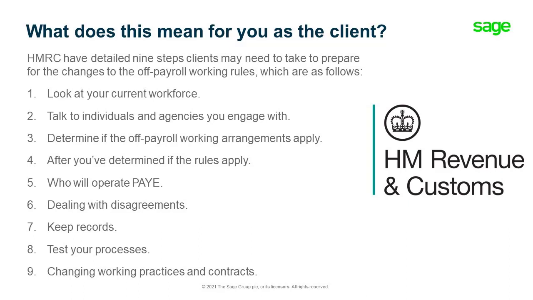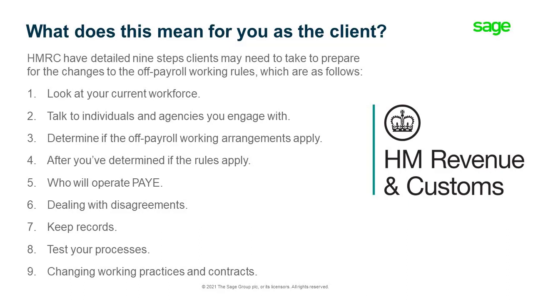6. Dealing with disagreements. You'll need to set up a process to deal with any disagreements about the employment status determination, and this is a legal requirement. 7. Keep records. You'll need to make sure you maintain a robust audit trail. It is a legal requirement to keep records. 8. Test your processes. You'll need to test your processes, systems and controls to make sure you're ready. And finally 9. Changing working practices and contracts.